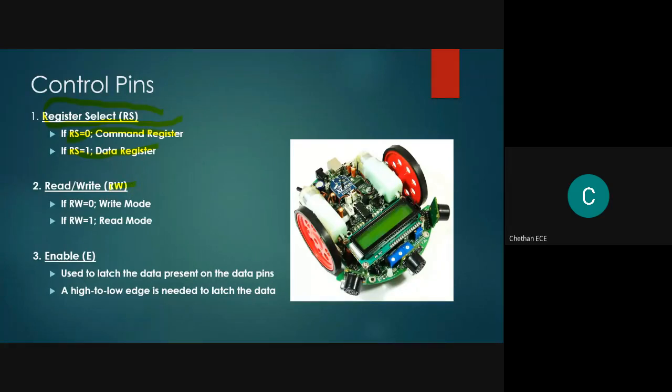The second important control pin is the read or write pin. Now we have to decide whether we want to read the data from the LCD module or write the data to the LCD module. The reading and writing operation can be accomplished by making RW 0 or 1. If RW is 0, we can write the data to the LCD. If RW is 1, you can read the data from the LCD module. At this point, by making it 0 or 1, the data to be written or read will be available in the data pin.